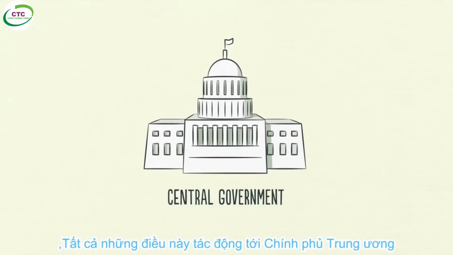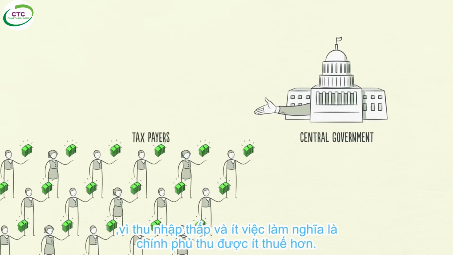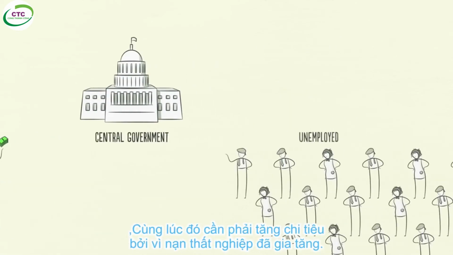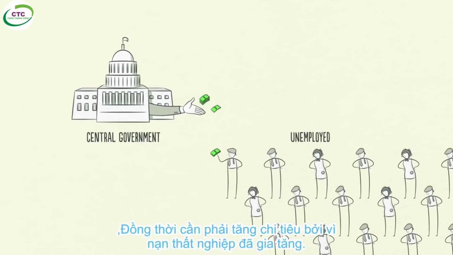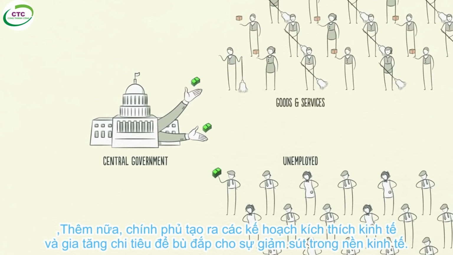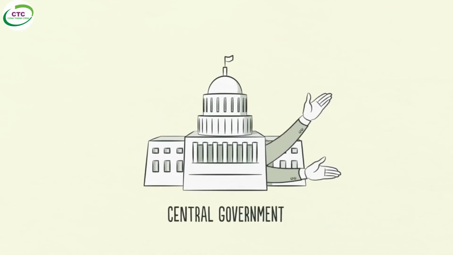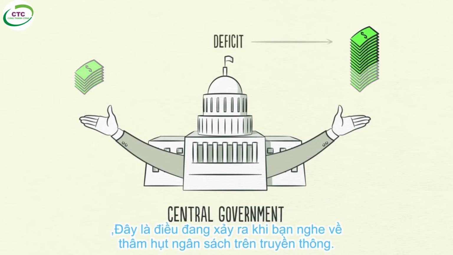All of this impacts the central government because lower incomes and less employment means the government collects fewer taxes. At the same time, it needs to increase its spending because unemployment has risen. Many of the unemployed have inadequate savings and need financial support from the government. Additionally, governments create stimulus plans and increase their spending to make up for the decrease in the economy. Governments' budget deficits explode into deleveraging because they spend more than they earn in taxes.